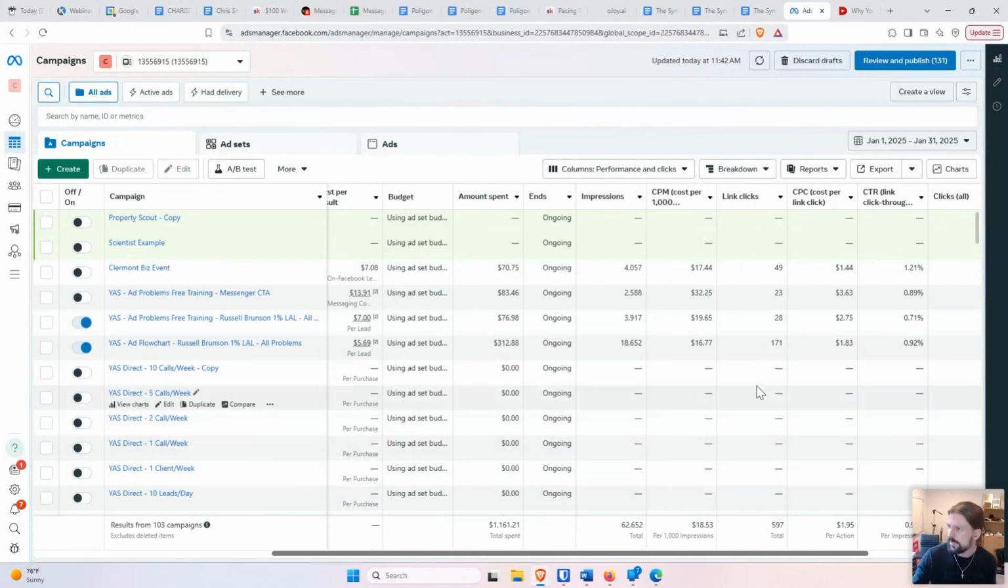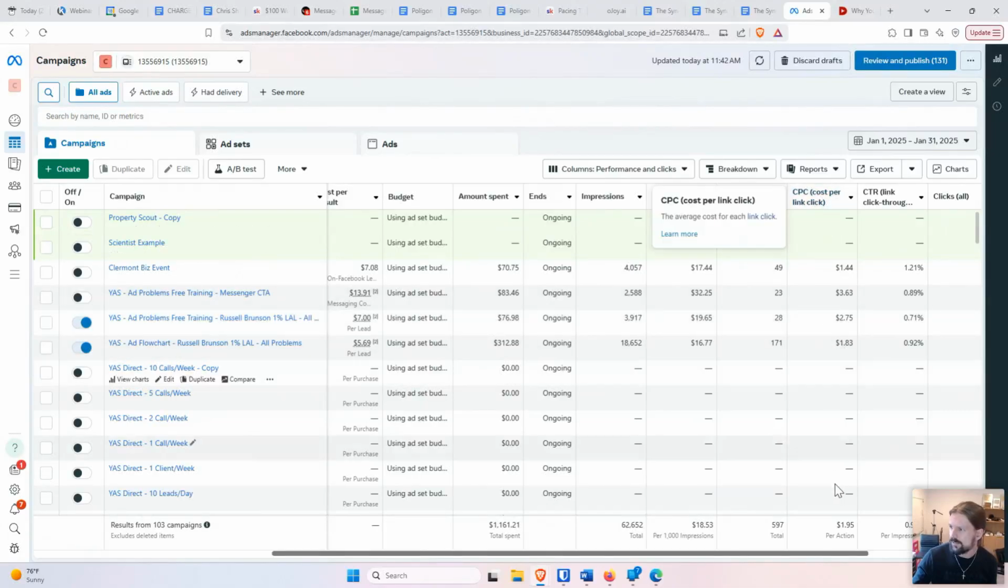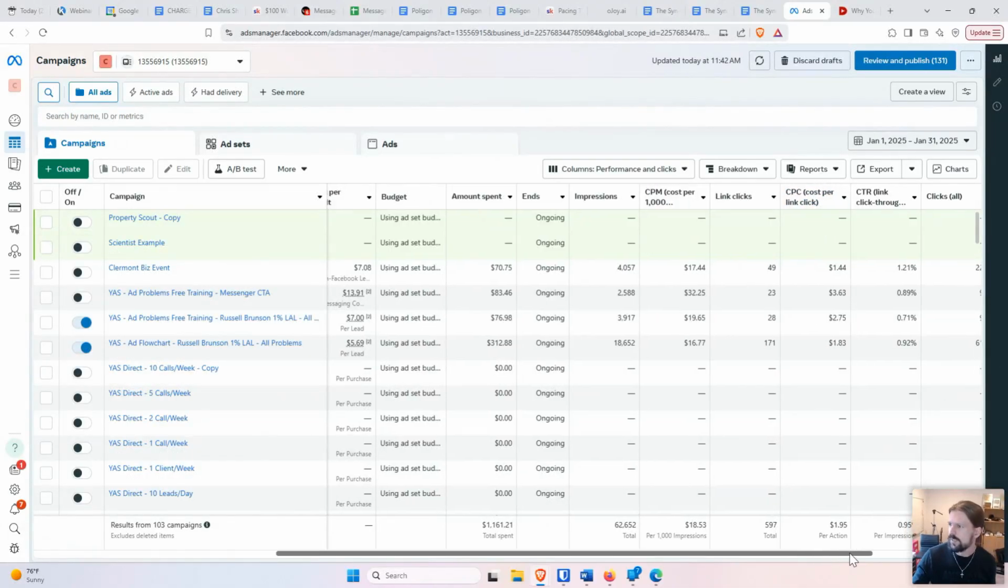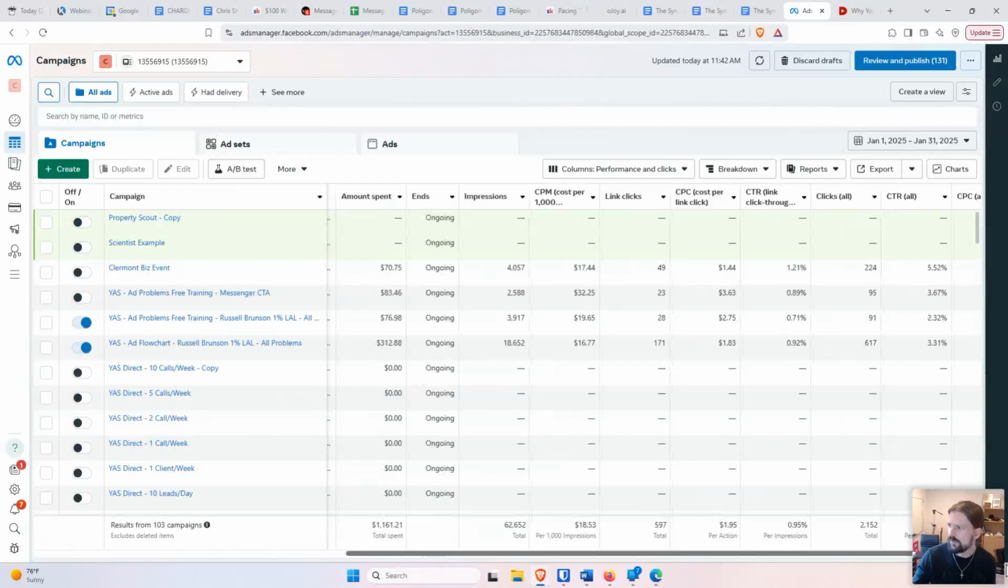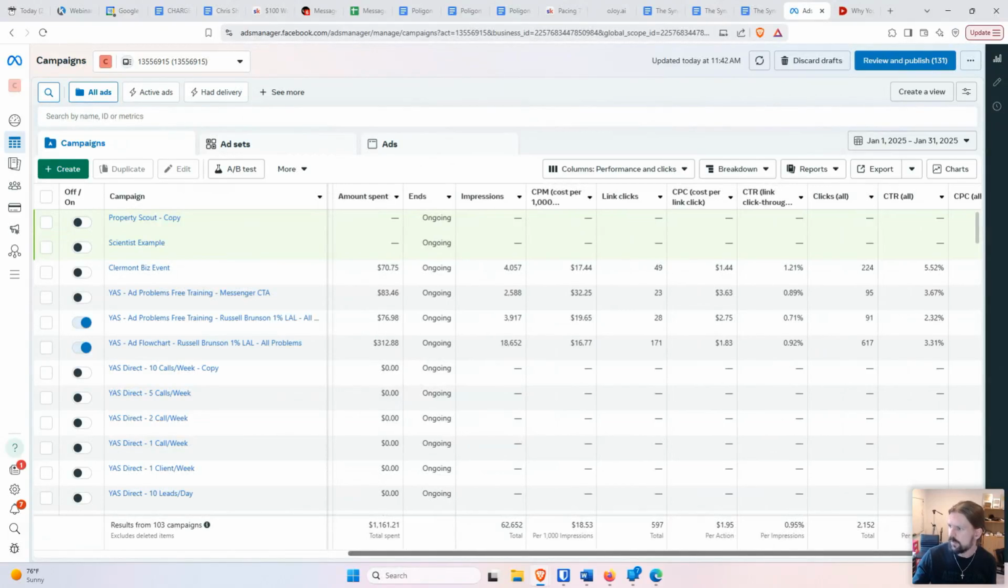But so you get the cost per lead. Okay, is my cost per lead good? If not, let's look at my cost per link click. And if the cost per link click is not good, then I want to look at my cost per click all. And that's going to tell me what's going on, where the breakdown is.